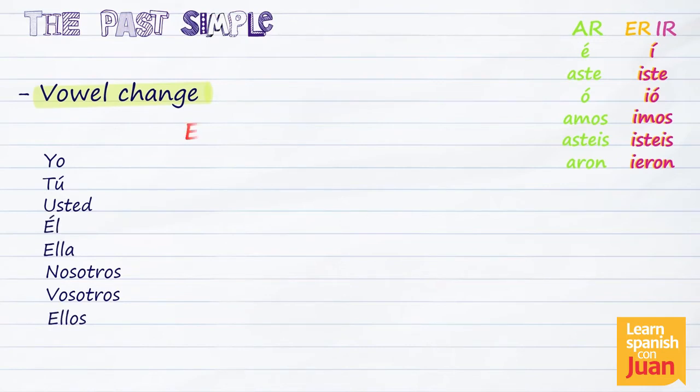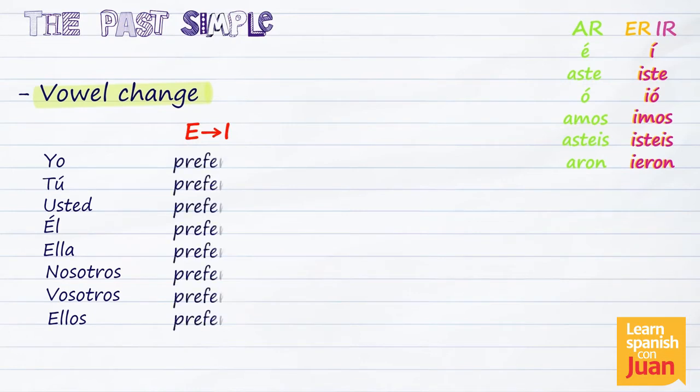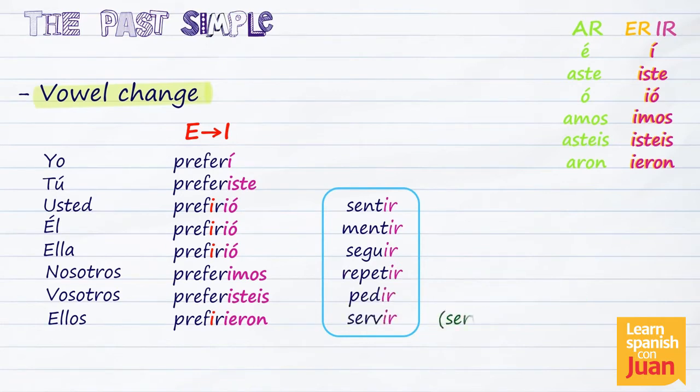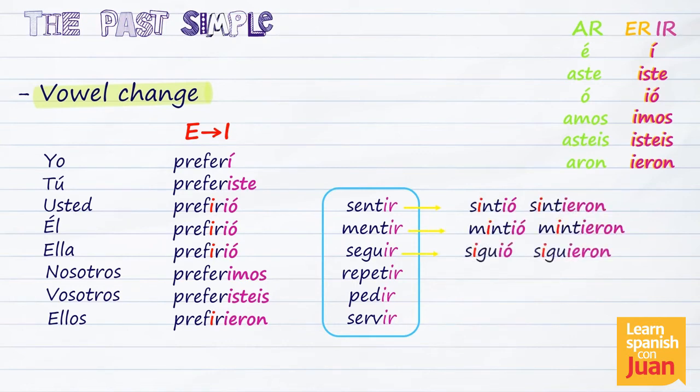This can be an e changing into i, as in the verb preferir. Preferí, preferiste, prefirió, preferimos, preferisteis, prefirieron. Other verbs having the same change are sentir, mentir, seguir, repetir, pedir, servir. Sintió, sintieron, mintió, mintieron, siguió, siguieron, repitió, repitieron, pidió, pidieron, sirvió, sirvieron.